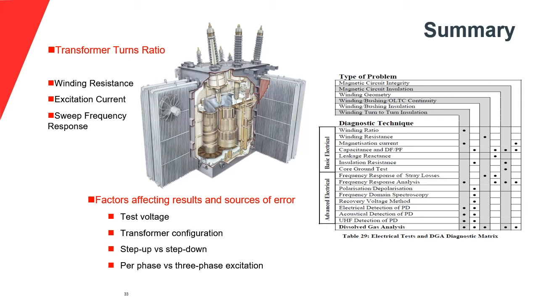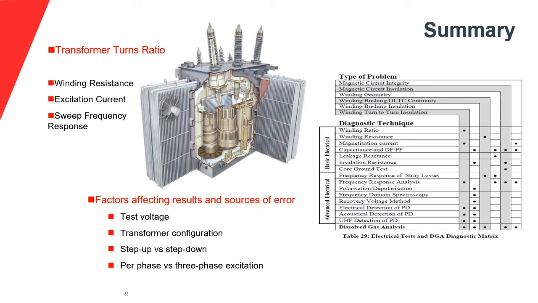And there are factors that will affect my readings directly, either related to the transformer construction, mainly the configuration, or factors coming from the test set that I'm using: the voltage I use to excite the windings, whether I'm using step up versus step down, or doing per phase versus three-phase excitation. Some of the best practices to get more accurate TTR readings are: avoid the delta loading.